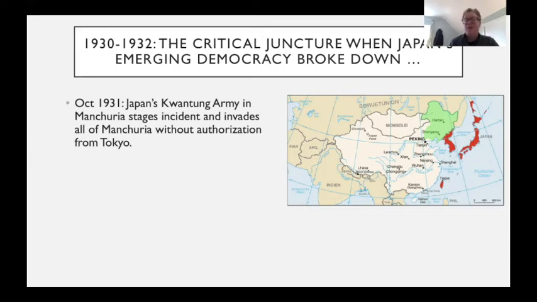So the Japanese army on its own, taking advantage of squabbling political parties back in the capital, were able to pursue their foreign policy without this being under the control of the democratic parties.